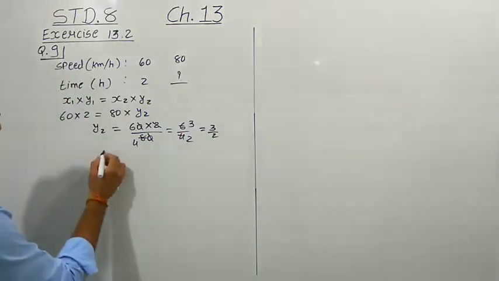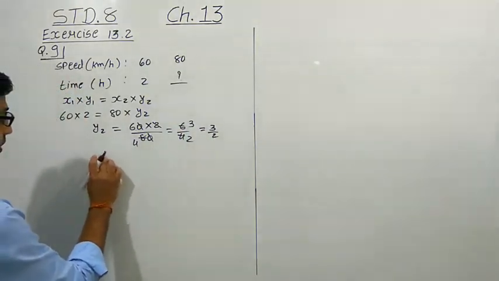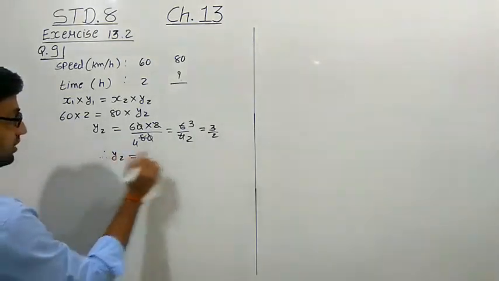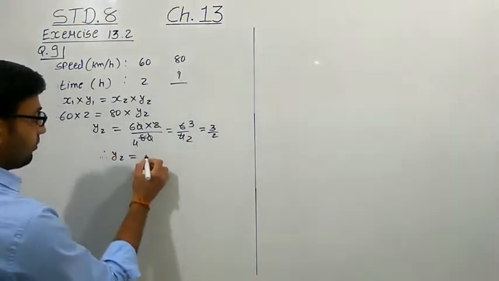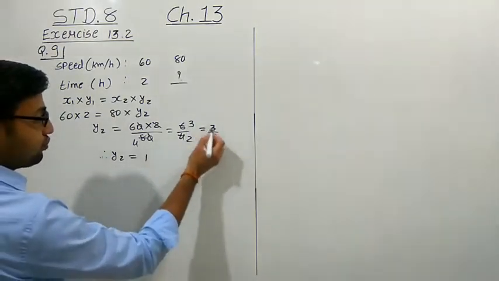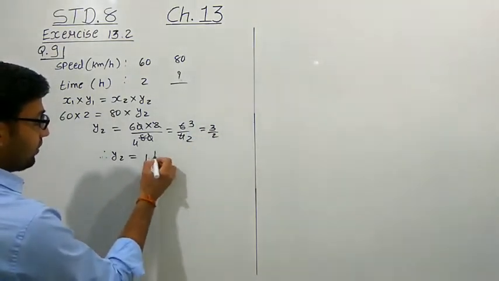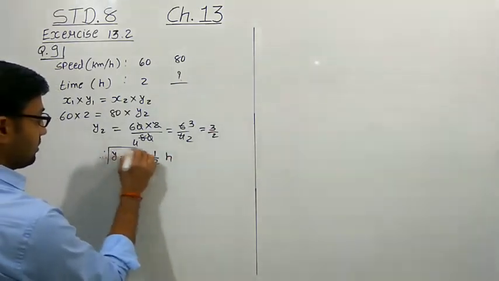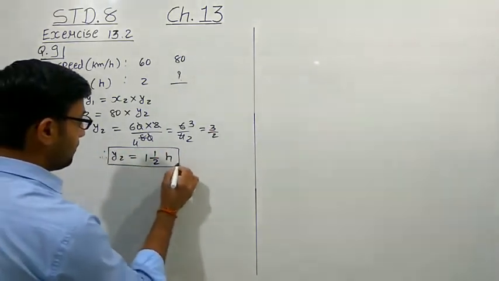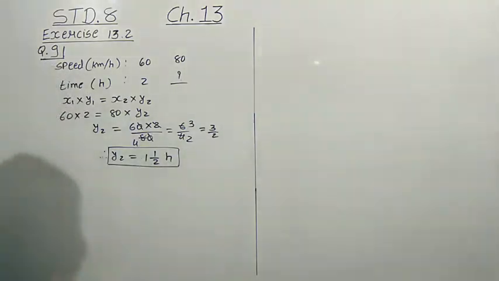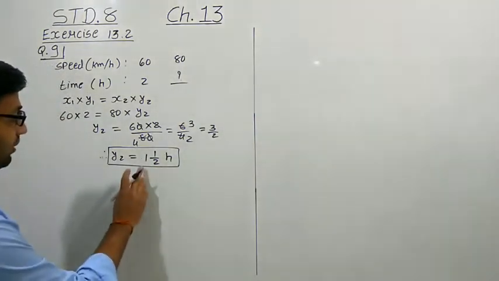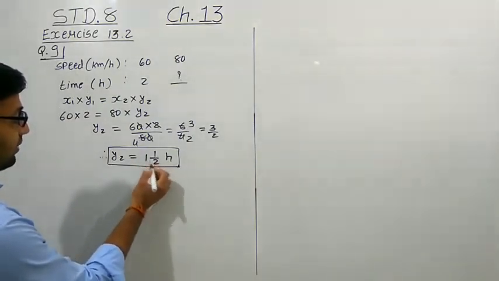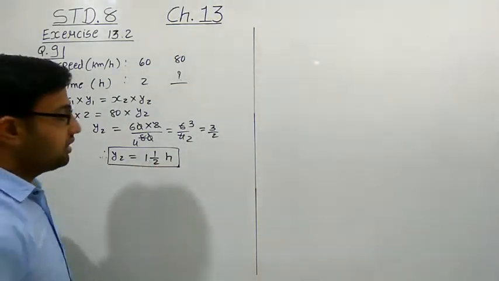Actually what is 3 upon 2? Therefore y2 is equal to, if we divide this 3 by the 2, we get 1 hour complete, because 2 ones are 2, we can cut it. Now what will remain? 1/2 hour remains. So this is the answer. So how much time will it take? 1 and 1/2 hours. 1 complete hour and 1/2 hour. That means 60 minutes here and 30 minutes here. 90 minutes it will take.